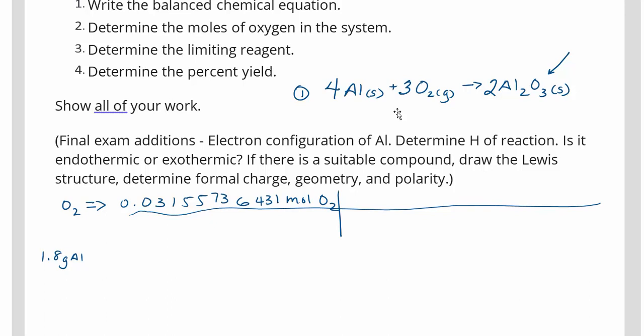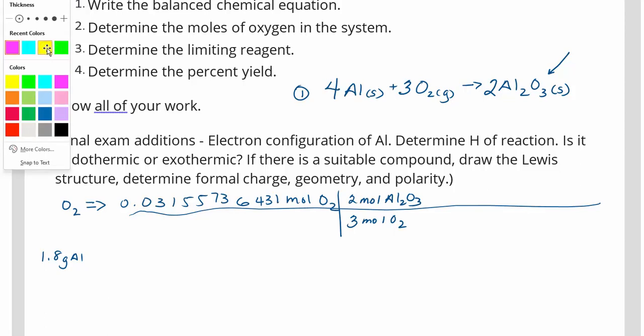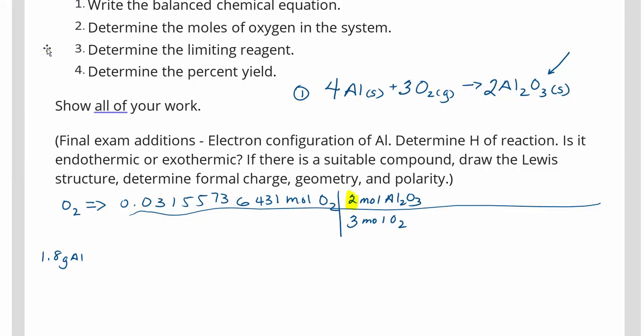So I need to convert my moles of oxygen into moles of aluminum oxide. So I use the stoichiometry found in the balanced chemical equation. And that 2 is the coefficient in front of the product, and the 3 is the coefficient in front of the oxygen. And then I need to use the molar mass of aluminum oxide. So 1 mole of aluminum oxide.